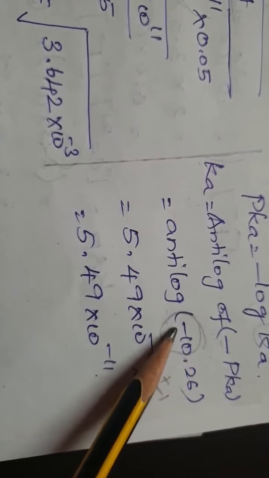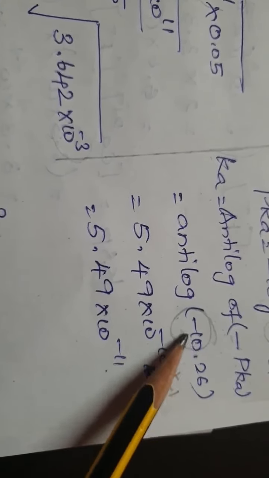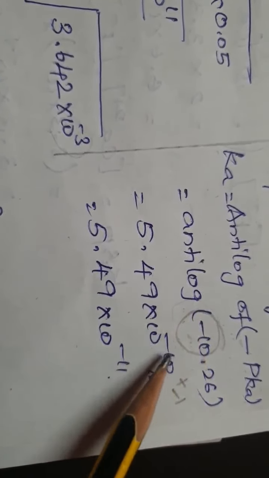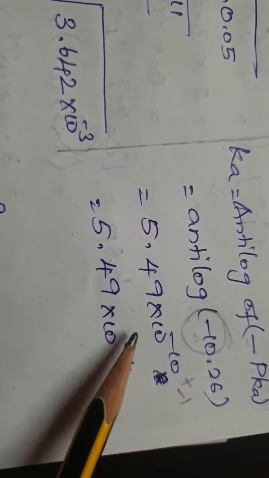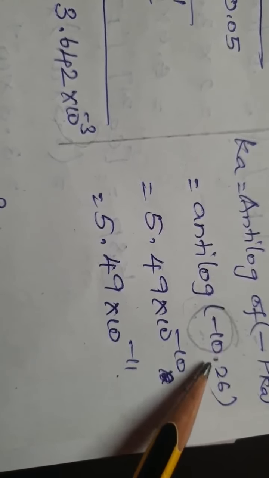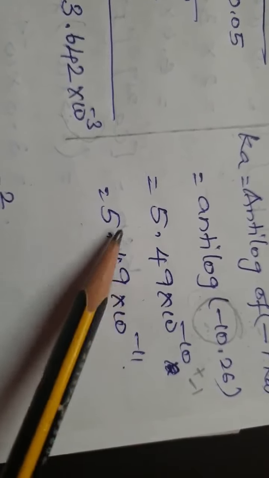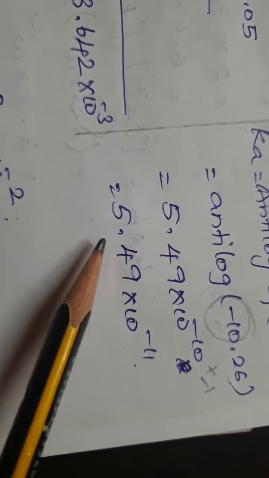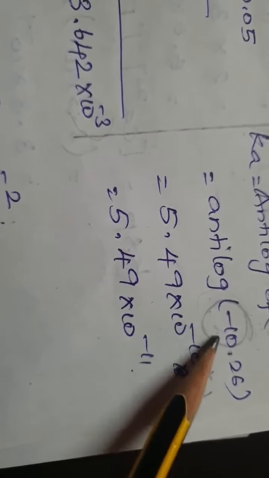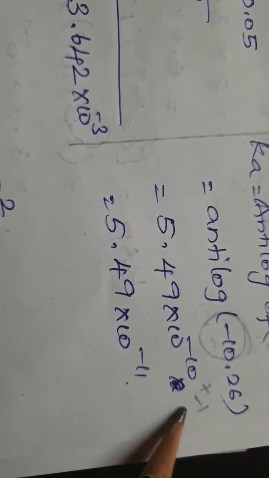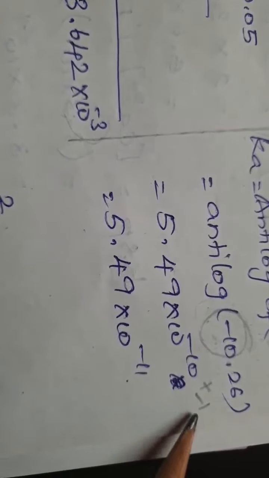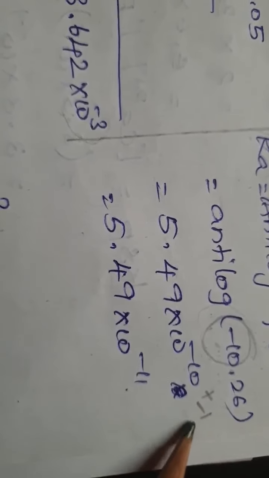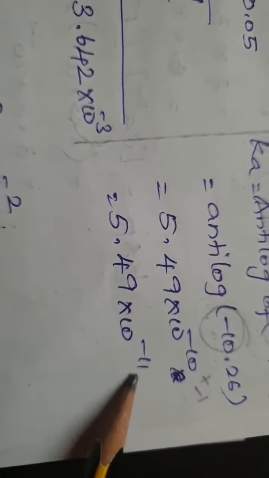For taking the anti-log of this negative value, it gives some decimal point. Before the decimal point, the part will come in 10 power. So this can be written as 10 power minus 10, and you only have to take the anti-log of 0.26. The anti-log of 0.26 is 5.49 into 10 power minus 10. When you are taking the anti-log of 0.26, you have to add a minus 1, that is the rule. So it is 5.49 into 10 power minus 11.